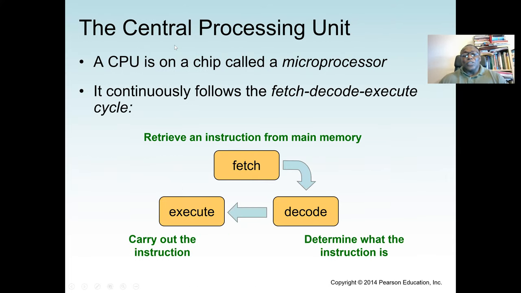Next is the central processing unit. In the central processing unit, we have a three-step cycle of operation. First, we need to fetch the data. Then the data has to be decoded. After it's decoded, we execute. Then we start all over again: fetch new data, decode, execute. Decode means we have to determine what the instruction is. Execute means we run the instruction. So this is a continual fetch, decode, execute cycle, and this is what the CPU always does.